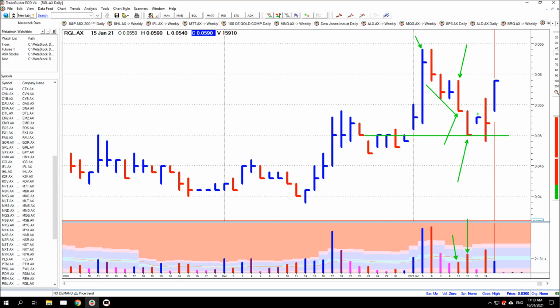And then to confirm that, price was up the next day, albeit on low volume. This bar actually looks like this.